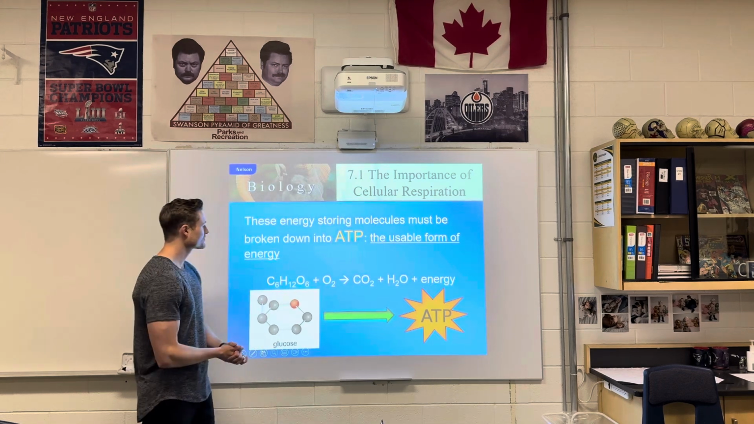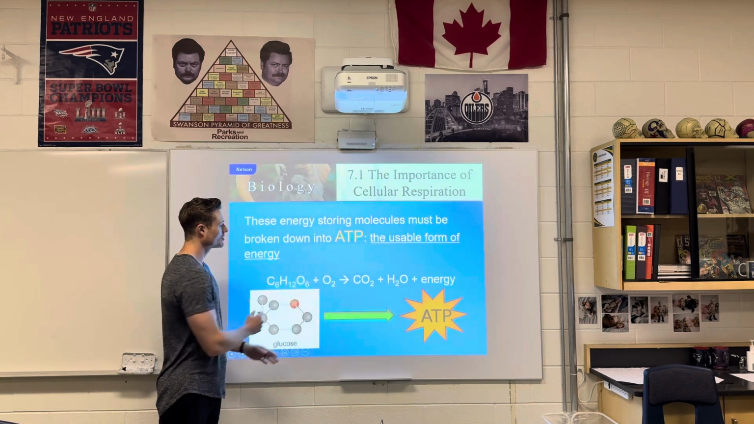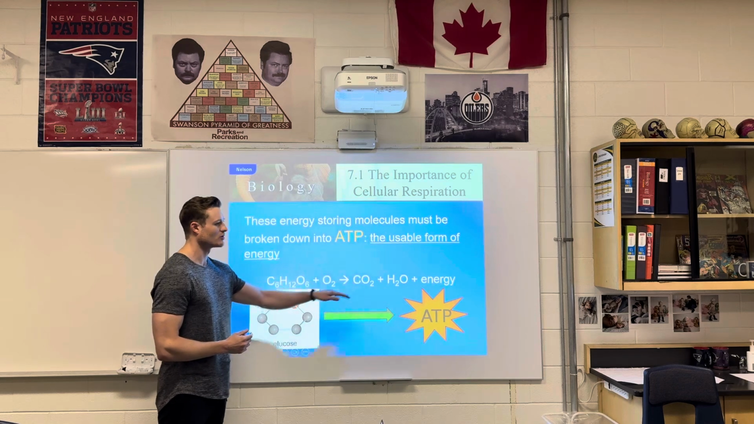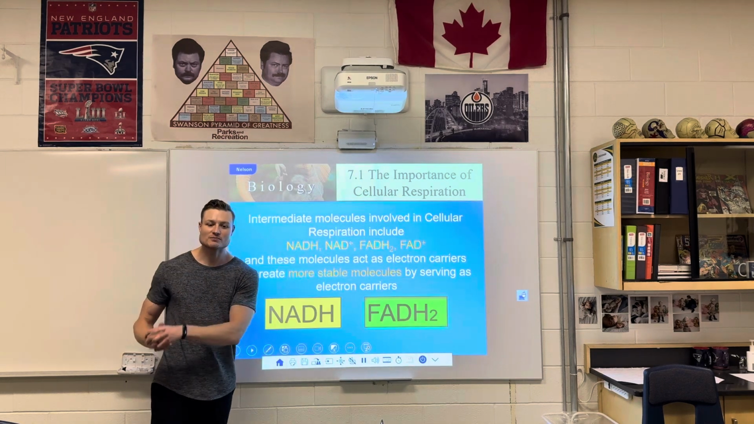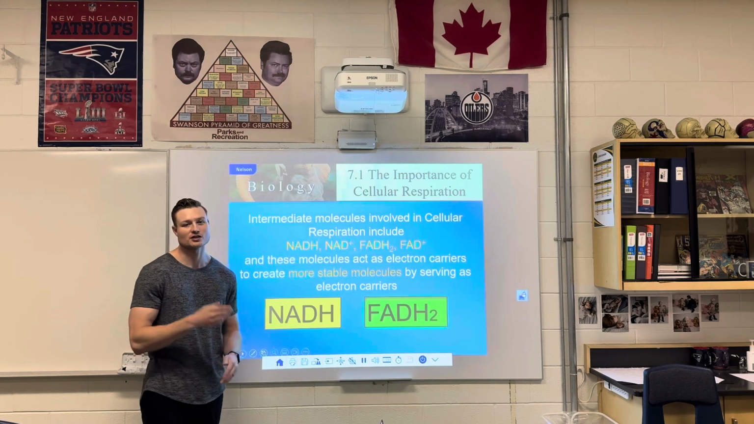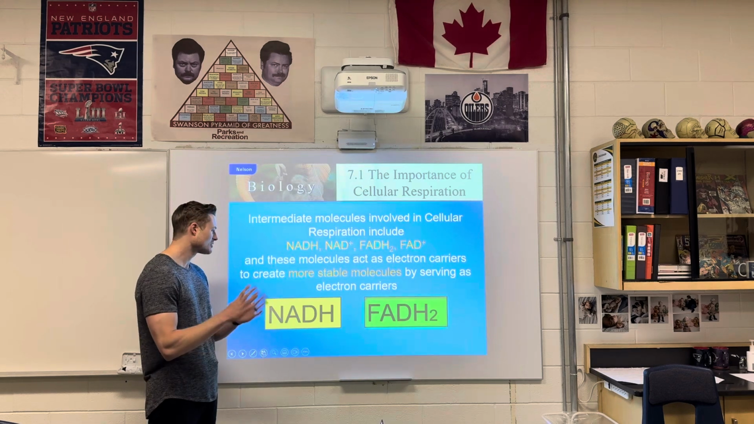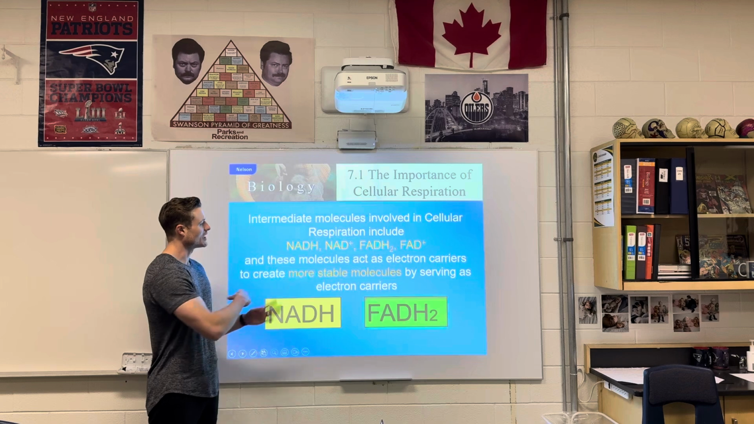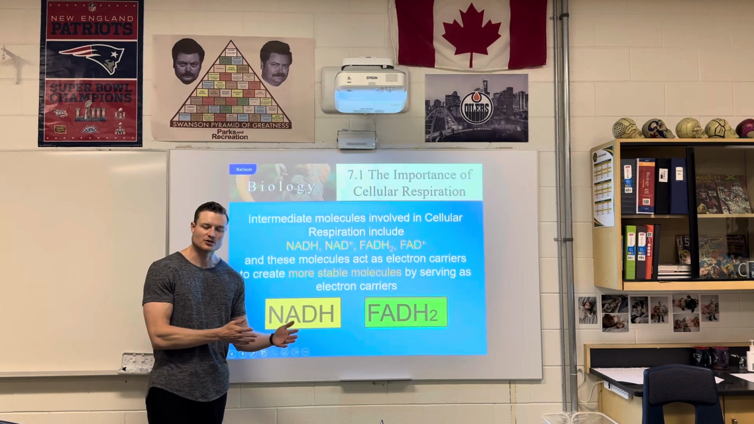So the simple equation for cell respiration is we take one molecule of glucose, we take oxygen, we get energy in the form of ATP, and then we also get some H2O and some CO2. In the process, there's also going to be some intermediate molecules. We're going to have a molecule known as NADH, not to be confused with NADPH. This is a different molecule, similar in structure, but there's NADH and FADH2. And then we have, so they're essentially electron carriers, very similar to photosynthesis.